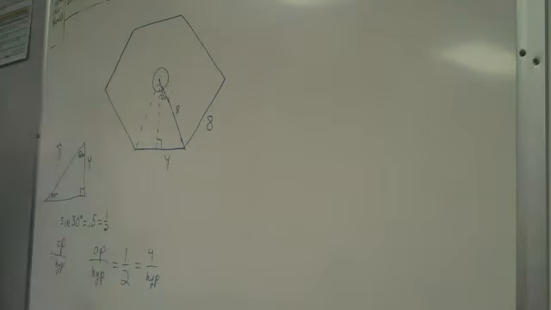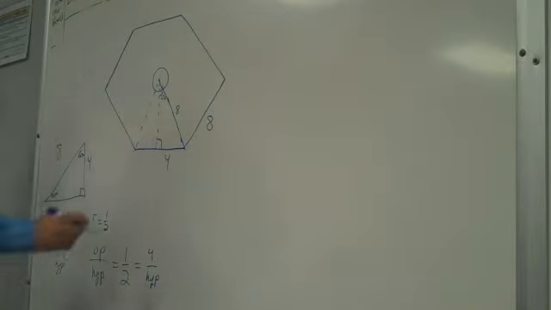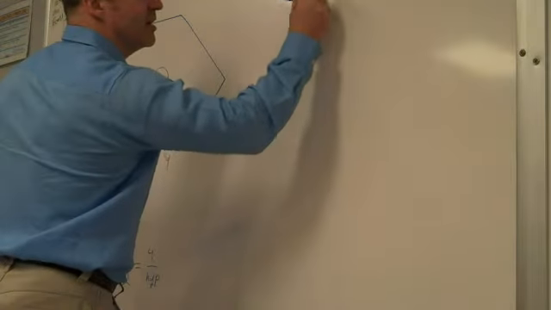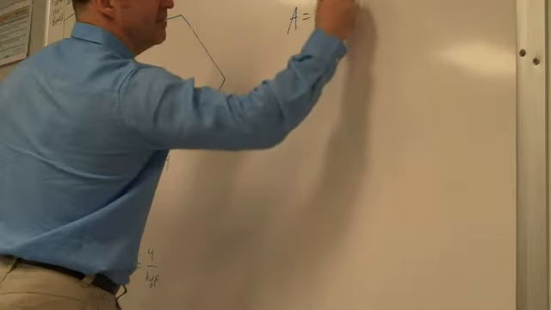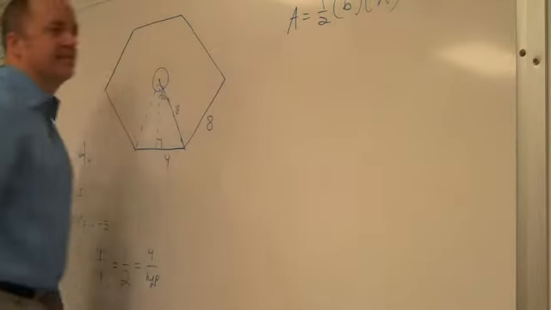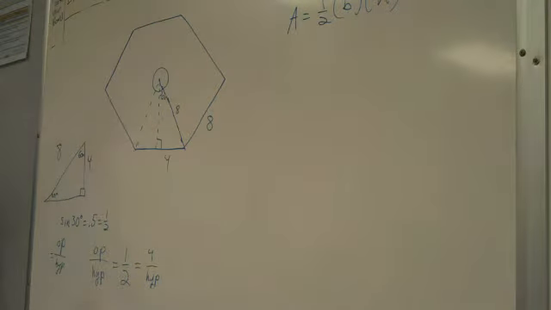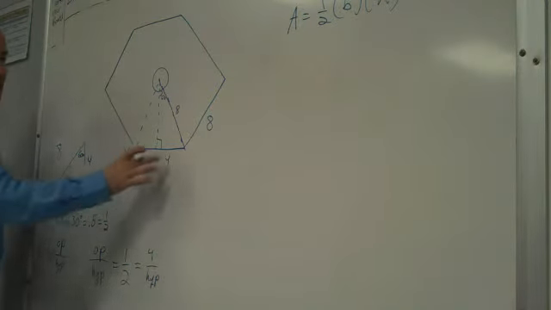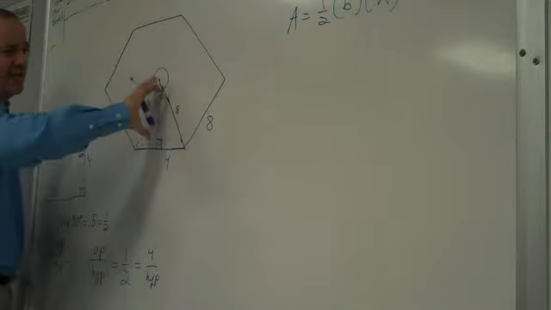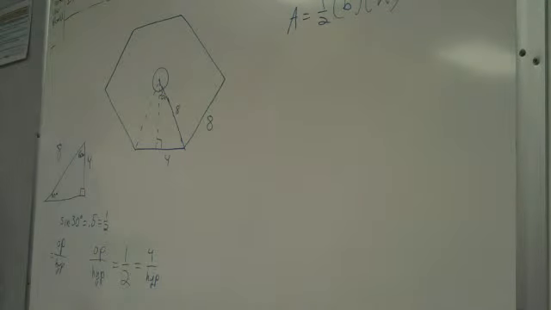What's the area of a triangle? What's the formula for it? One half base times height. Right, area of a triangle is one half base times height. I've got the base of this triangle. Do I have its height? No. There are two ways from here I can find its height.